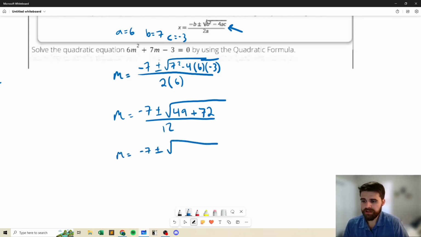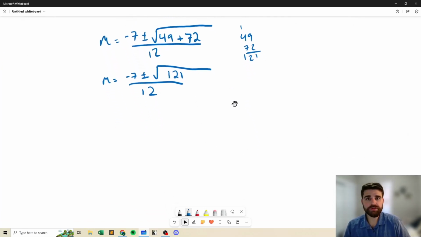All right, 49 plus 72. We've got 121. That's convenient. That is a perfect square, so that's going to work out nice. All right, 121, that's 11 squared. So we've got -7 plus or minus 11, the square root of 121, all over 12.